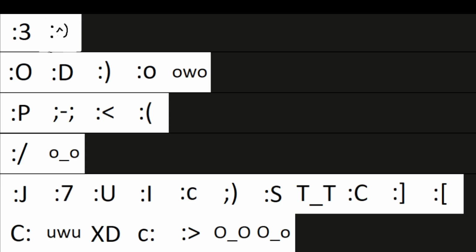Another tier list nobody probably asked for, but there you go. But anyway, the best one is the cat mouth if the three didn't look like that, and the smiley face with the nose. So, lesson of the day, add noses to your emoticons.